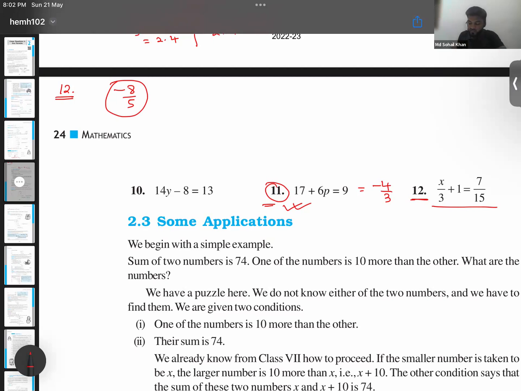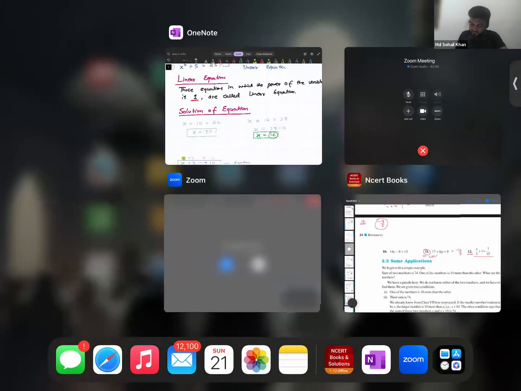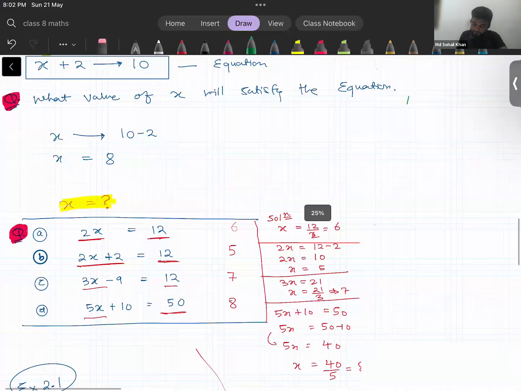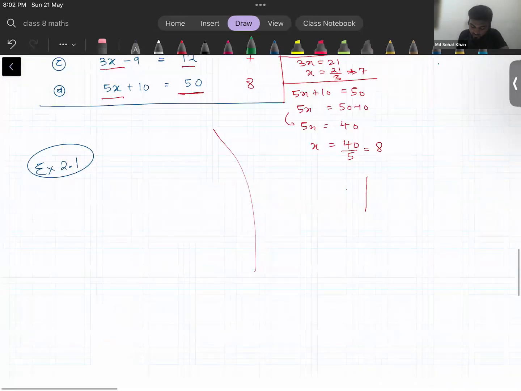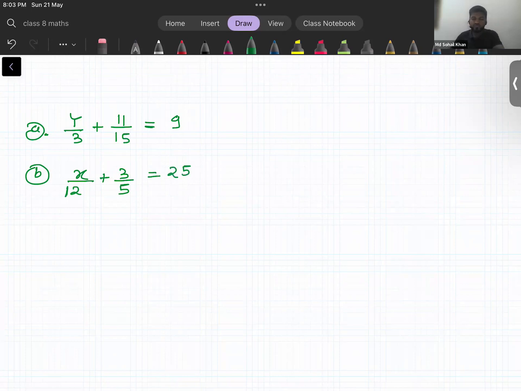So I'm giving you a few questions based on the same pattern. Similar questions. Solve them. y upon 3 plus 11 upon 15 equals 9. Solve these two questions. Okay, sir.